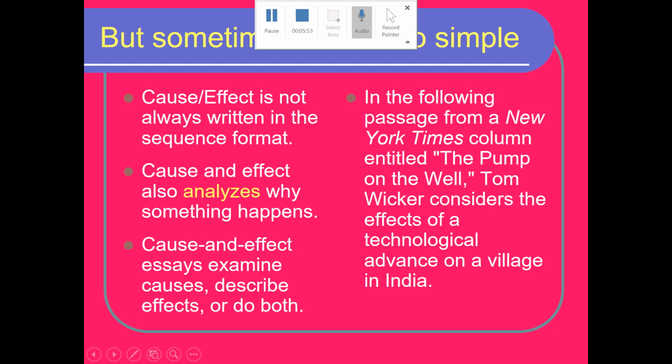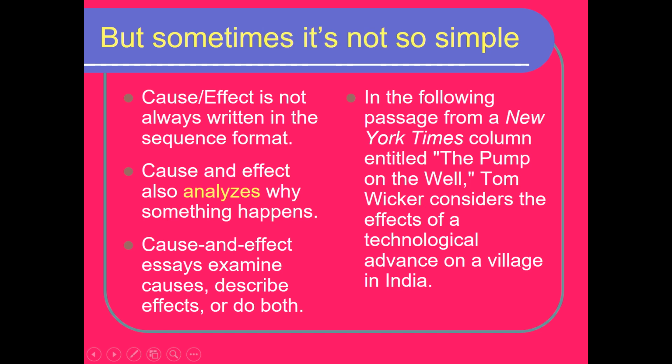So when we go into this next example, I really want you focusing on thinking about what events are making other things happen. This passage that we're about to read was an actual story that was found in the New York Times. It was titled The Pump on the Well. Tom Wicker considers the effects of a technological advance on a village in India.